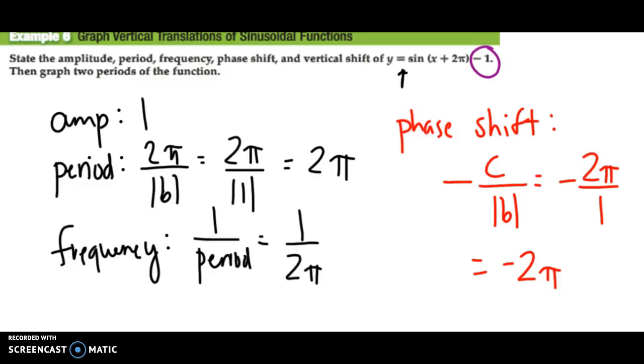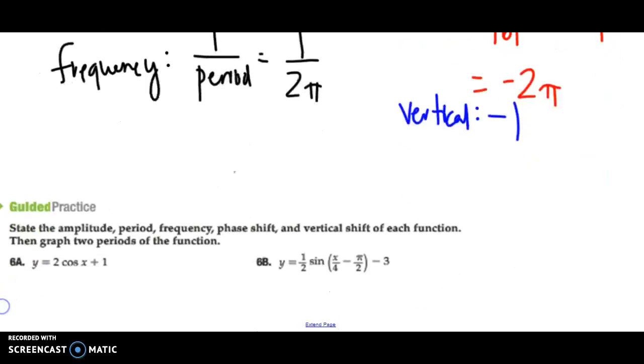And then the last thing they ask us to find is the vertical shift. So the vertical shift then is -1, which means my whole midline, instead of starting at 0 and going up and down from there, starts at -1 and goes up to 0, back to -1, down to -2, and so on and so forth. So what we can do is we can graph.